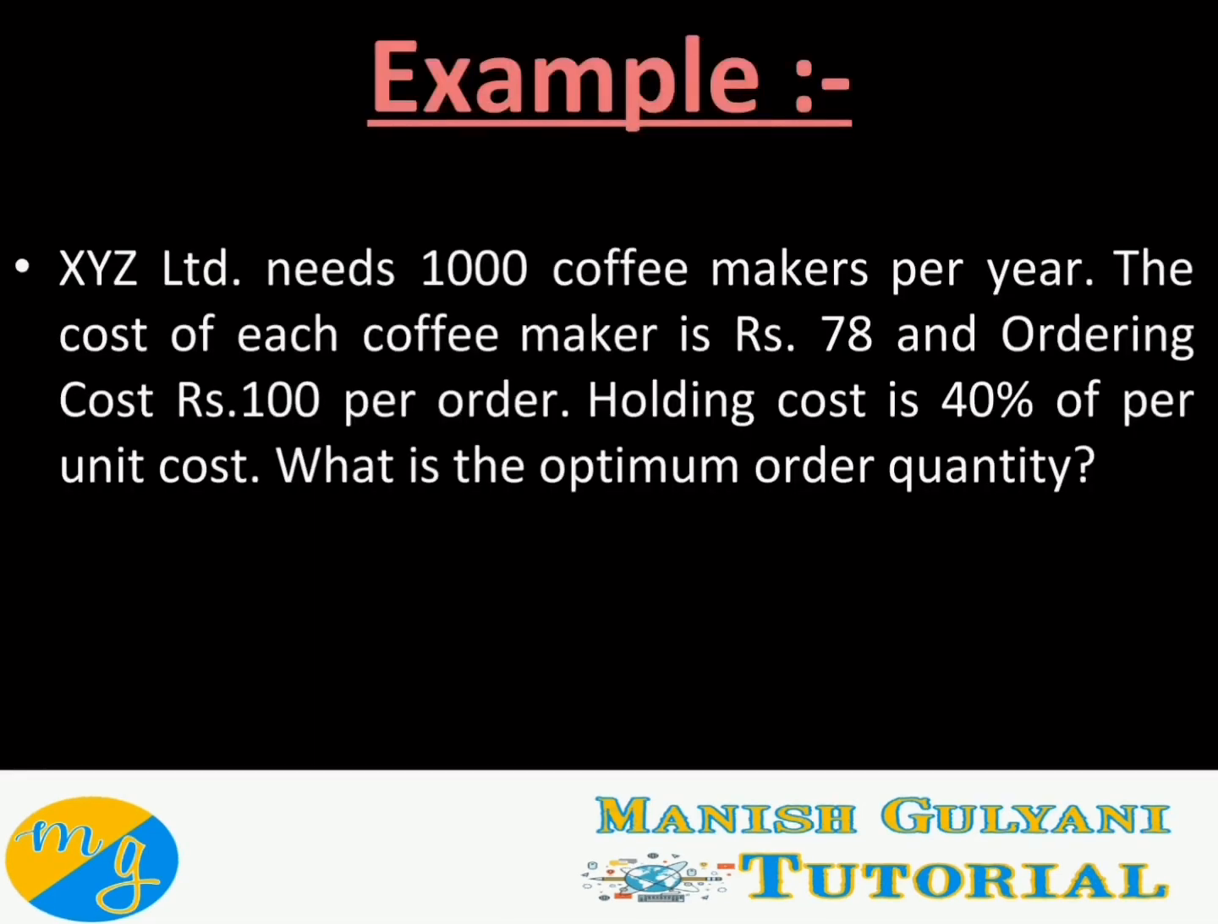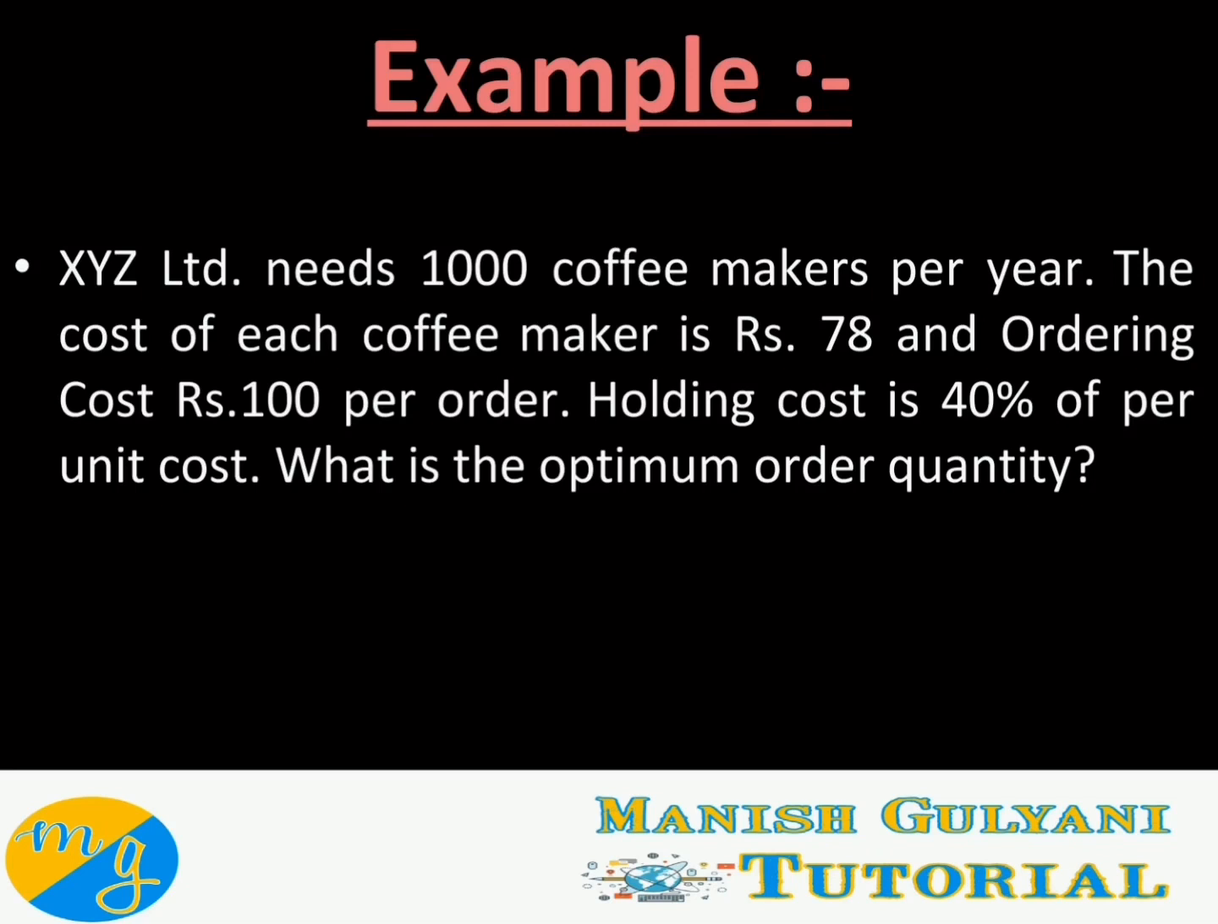Let me explain with the help of an example. XYZ Limited needs 1000 coffee makers per day. The cost of each coffee maker is 78. Ordering cost is 100 rupees per order and holding cost is 40% of per unit cost. What is the optimum order quantity? Optimum order quantity simply means your EOQ, nothing new. Optimum order quantity is also known as EOQ. So now solve the question with my previously mentioned formula: square root of 2DS upon H.